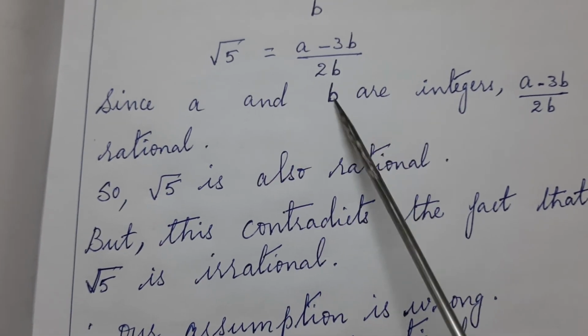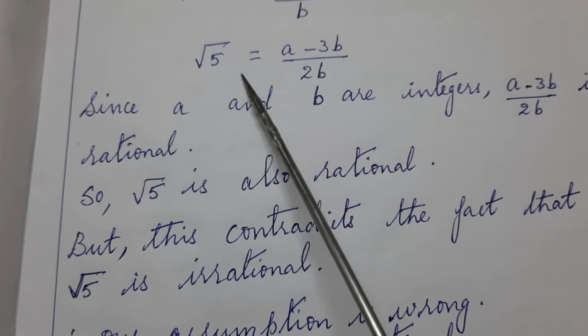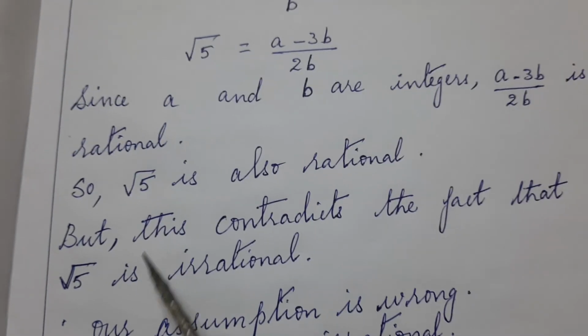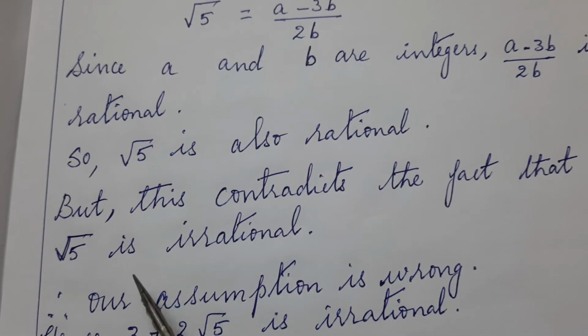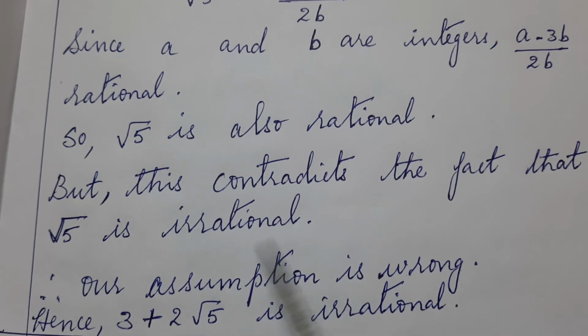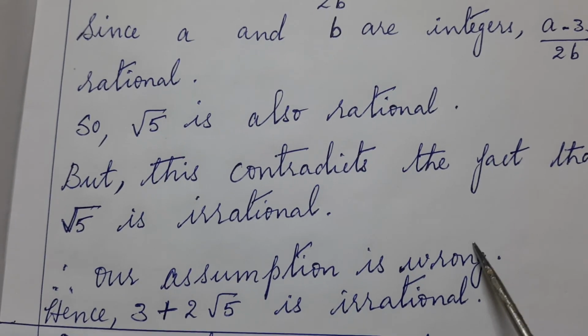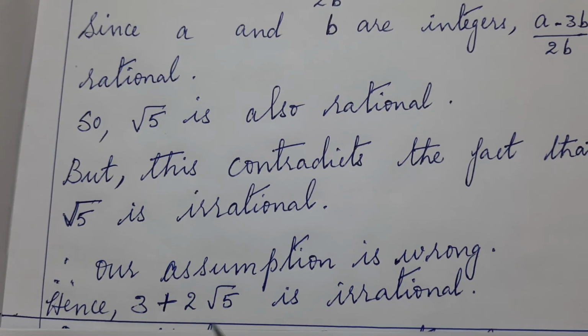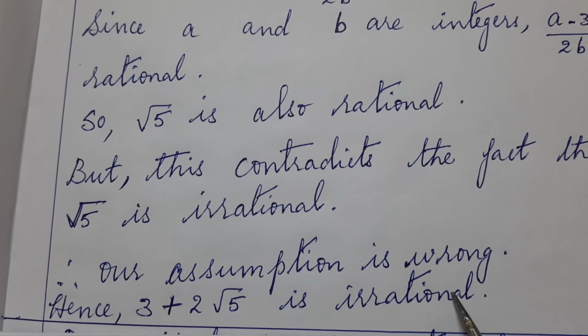So both are rational numbers. But we know that root 5 is an irrational number. So this contradicts the fact that root 5 is irrational. Therefore our assumption is wrong. Hence 3 plus 2 root 5 is an irrational number.